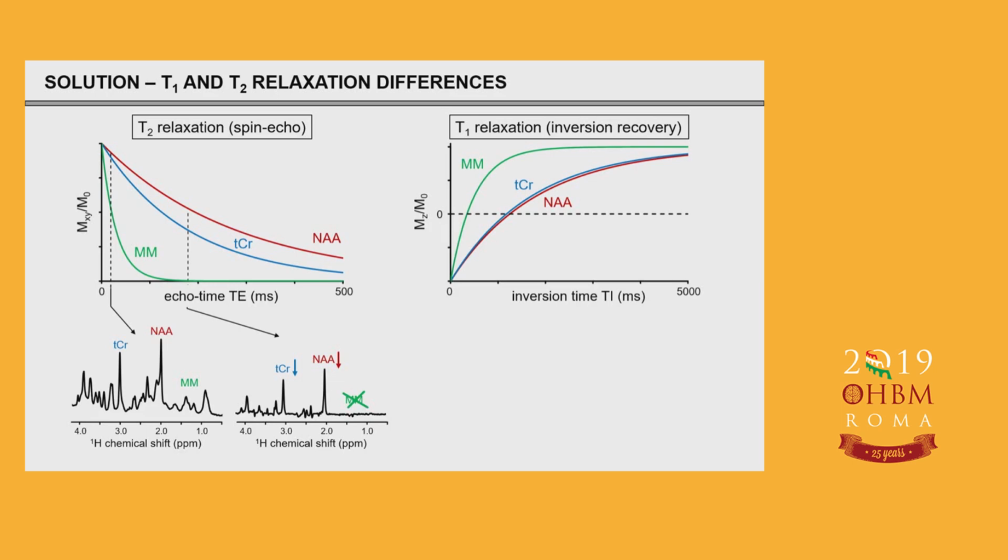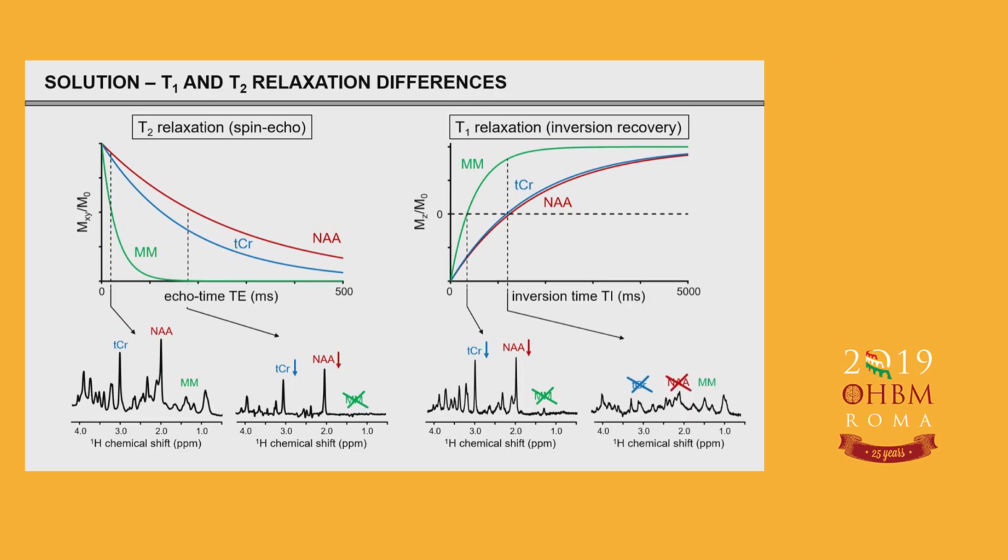You can also use differences in T1 relaxation. In this case, you first invert all of your magnetization, and then you wait a certain amount of time. If you wait until this point in time, you can see that the macromolecule signal goes through 0. So if you excite the signal there, you basically have no macromolecules in your spectrum, and you just have the metabolites. If you wait a bit longer, then the metabolites go through 0, and you can get a macromolecule spectrum. Very nice method to separate metabolites from macromolecules, because there's a big difference in T1 and T2. Not a great method to separate creatine from NAA, because the T1 is almost identical.